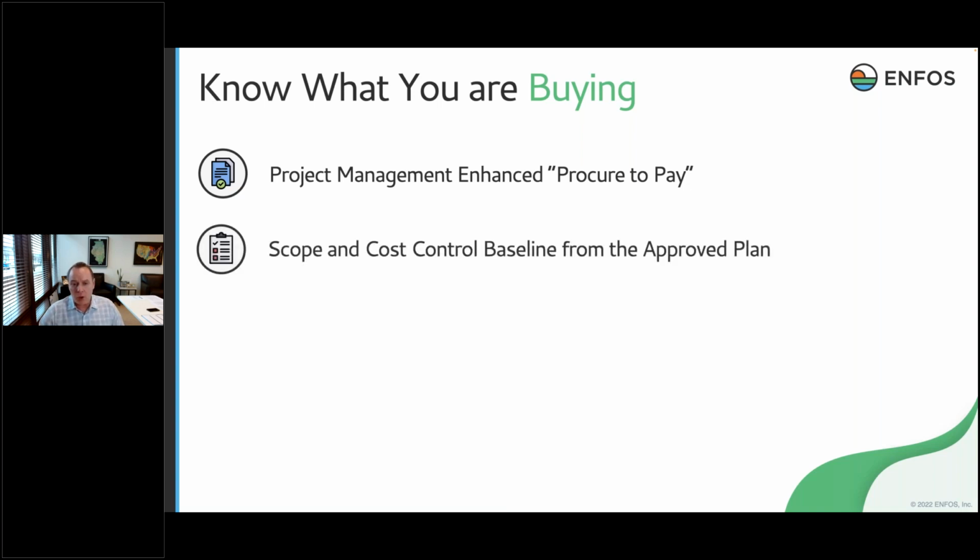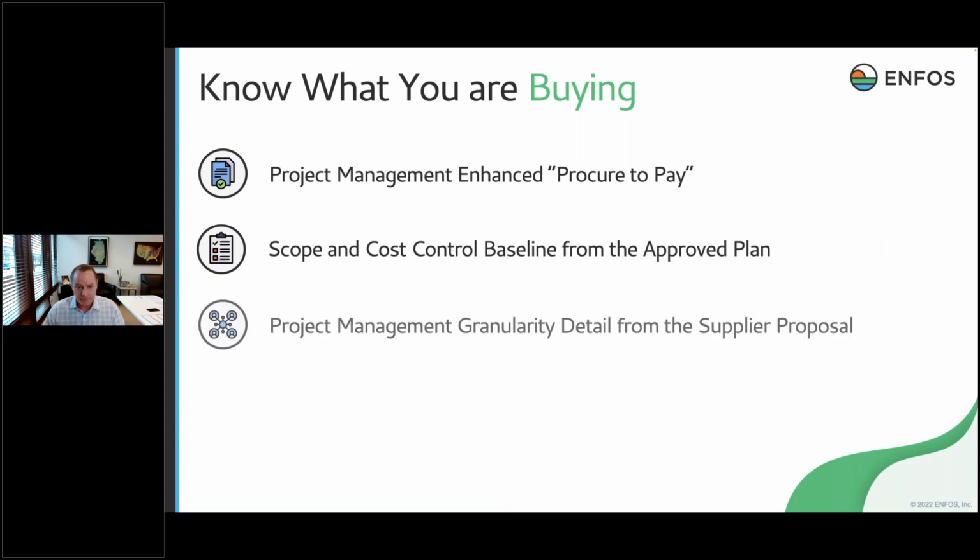Scope and cost control baseline from the approved plan. So before I buy, I have to have an approved plan, right? That's a forecast, that's a budget, that might be an annual operating plan. But again, that's a very important piece of cost control, having a baseline that you're going to measure that spend against. Project management granularity detail from the supplier proposal.